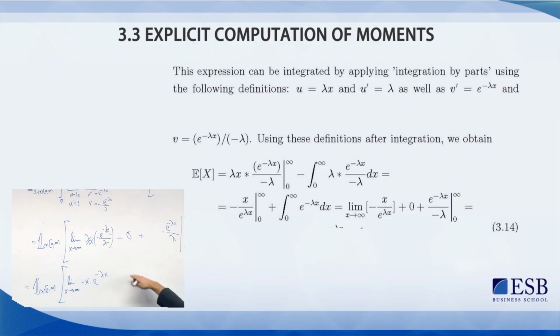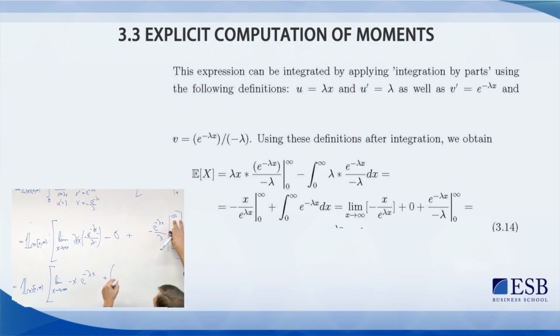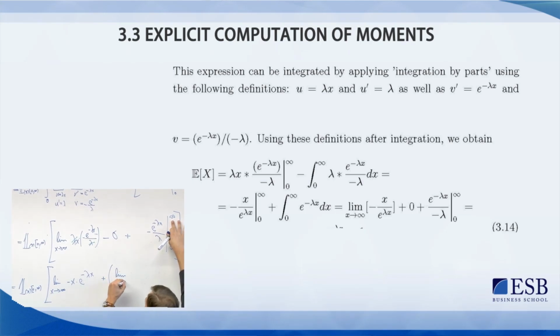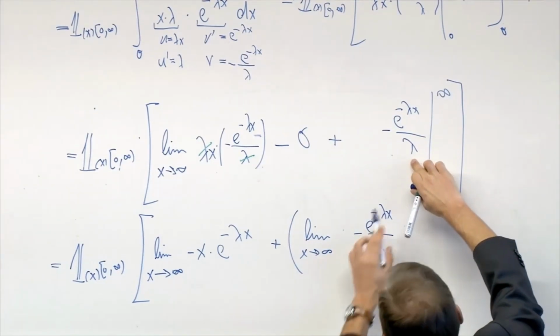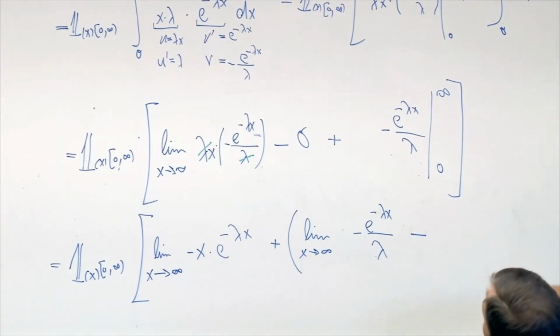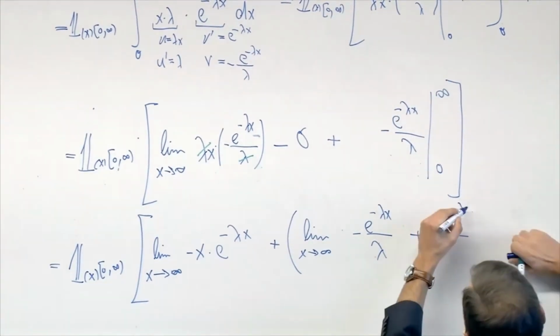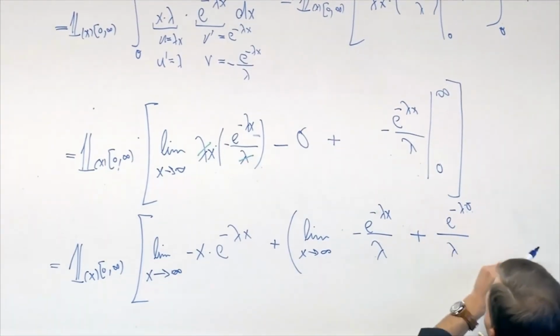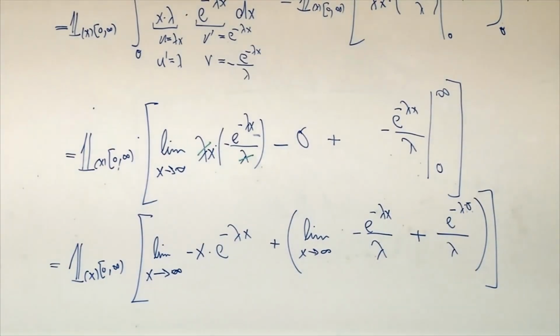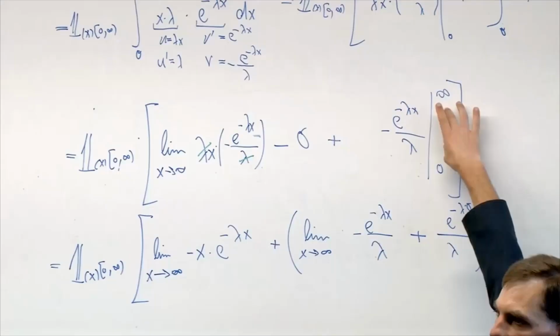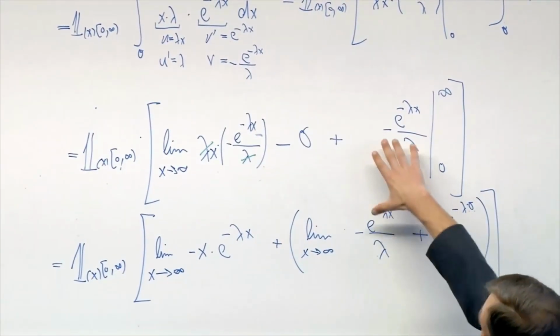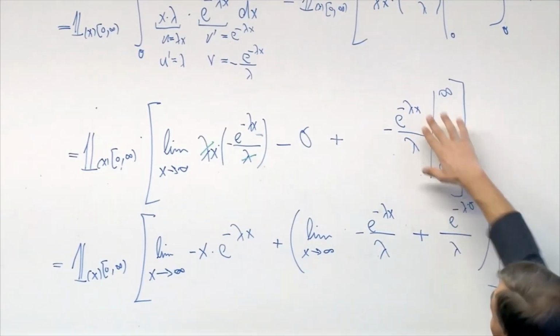Zero, well, we skip, that's 0, plus, now we have to substitute again the two boundaries in this function. If we substitute in infinity, we use once again the limit function. We say x goes to infinity for this term, which is minus e to the minus lambda x divided by lambda, minus, gives me plus e to the minus lambda x, with x equal to 0, the lower boundary, divided by lambda. So I just take the first boundary, minus gives me the plus, second boundary for x equals 0.